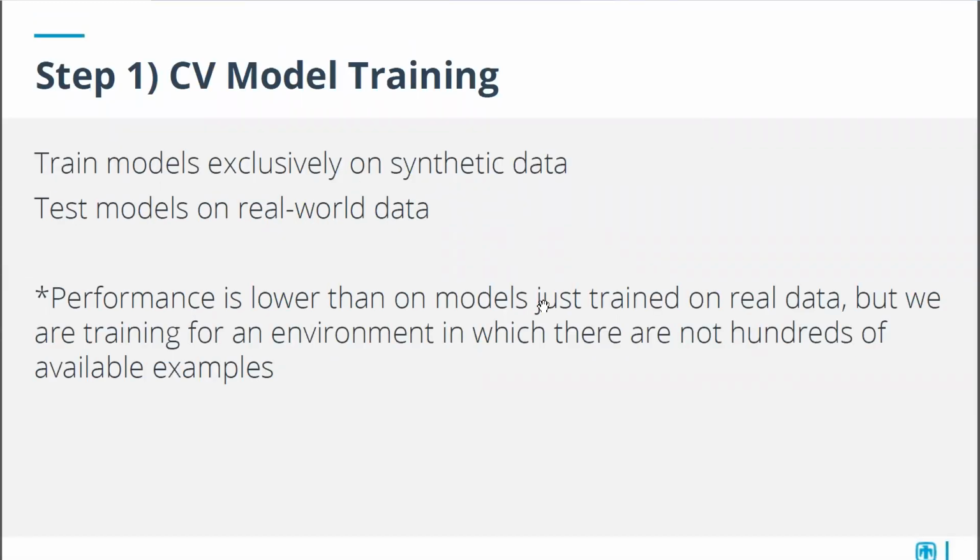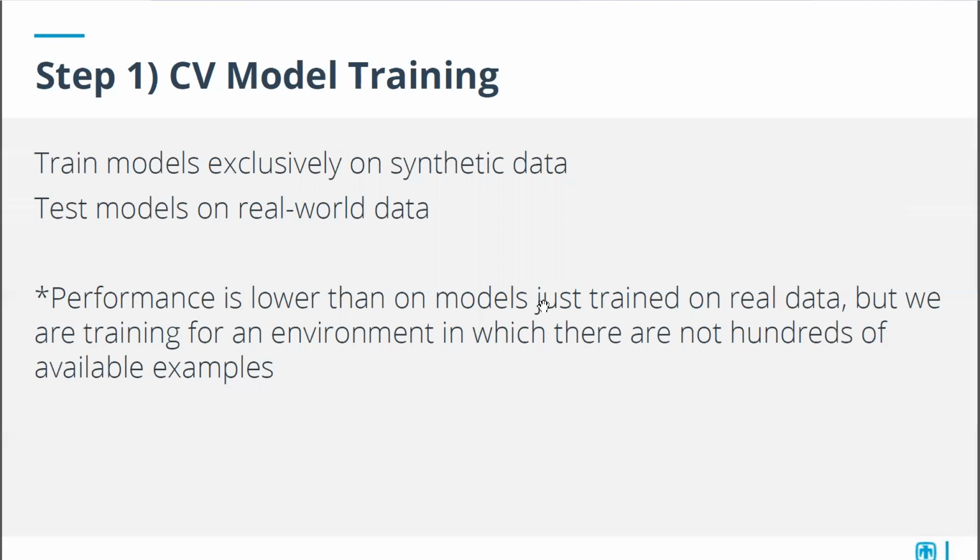So step one in our validation process is training multiple computer vision models. We train those models exclusively on our synthetic data, and then train them on our small set of those 170-something real world images, as well as about 500 distractor real world images that we have of things like propane tanks and paint cans and other kind of cylindrical looking things. These models are not performing as well as models that were trained on real world data. That's kind of to be expected, but that's okay.